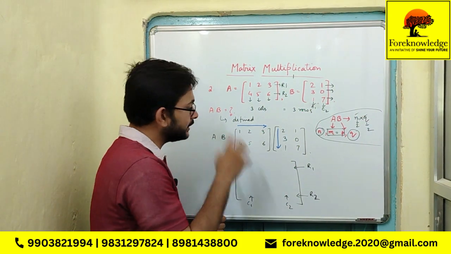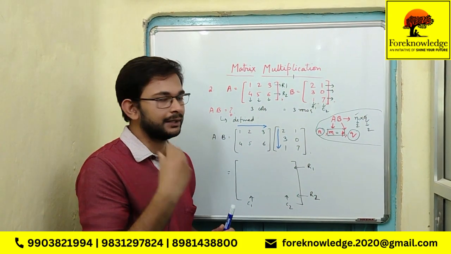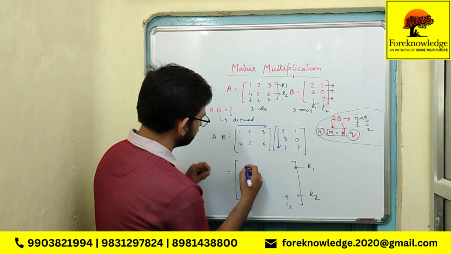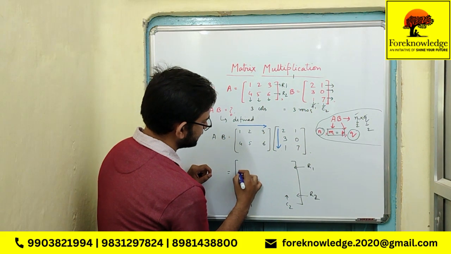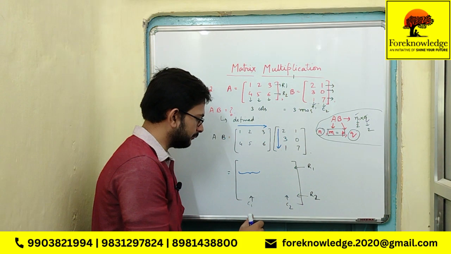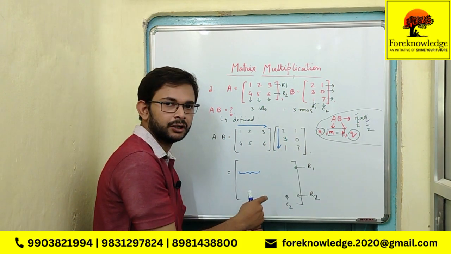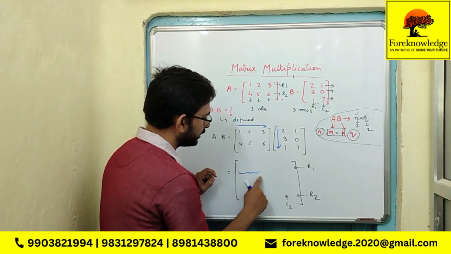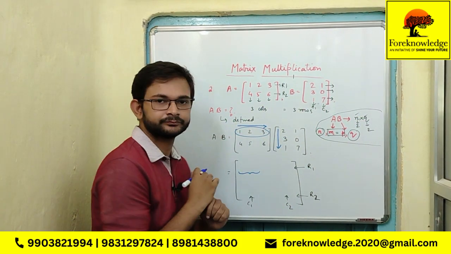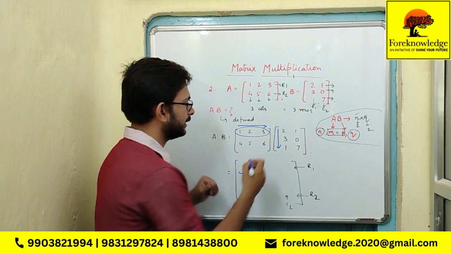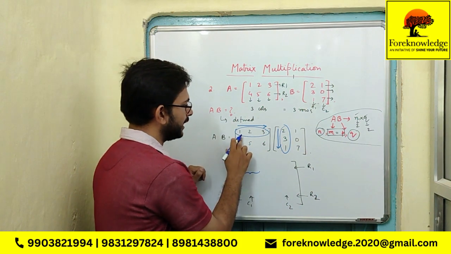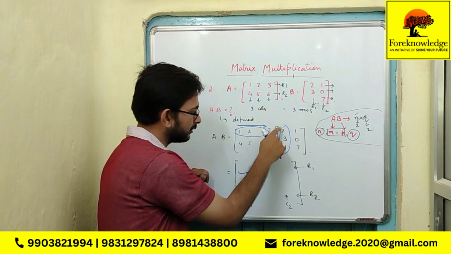Fine. Now which row and which column are to be considered? Now look, in this place, it is the element of row 1 and column 1. So in order to calculate this place, we must take row 1 of the pre-multiplier and column 1 of the post-multiplier. Okay, so row 1, column 1.